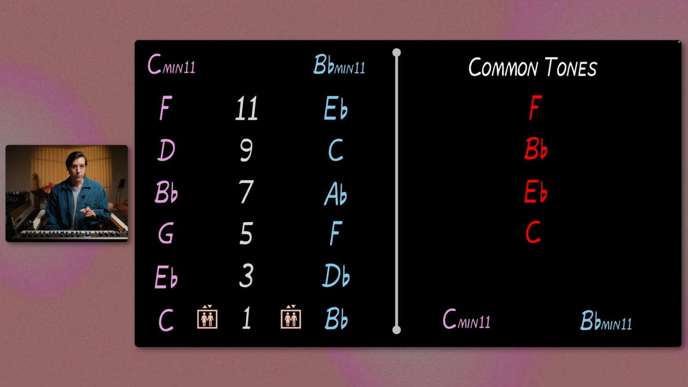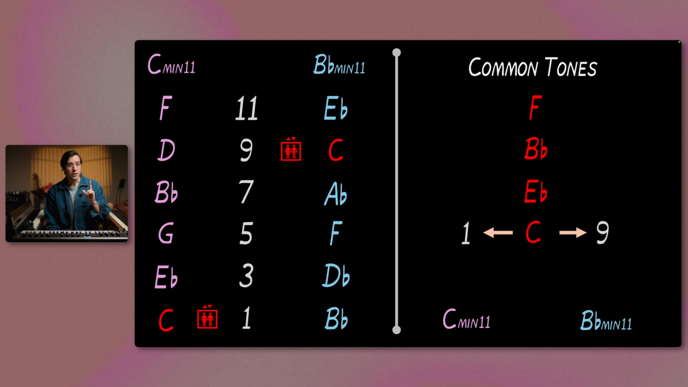C is our first common tone. C is floor 1 of C minor 11. This is the least colorful floor. Not a great option for C minor 11. But C is the 9th floor of B flat minor 11. This is the second highest floor, which is a great option. If we hold C over our two chords, it shapeshifts from the 1 to the 9. This is a big shift from no color, the 1, to quite a lot of color, the 9. Let's see if our other common tones maintain higher positions on our vertical harmonic elevator.